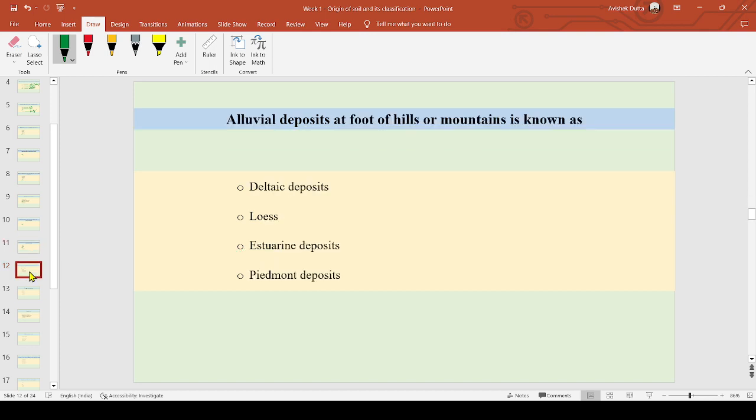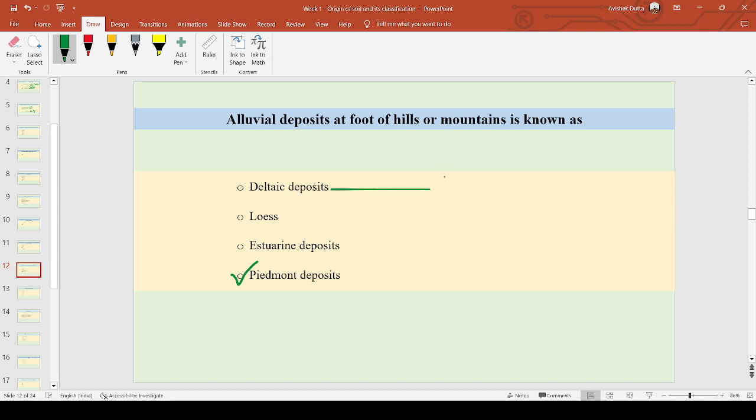Alluvial deposits at foot of hills or mountains, they are called. Any answer? Alluvial deposits at the foot of hills or mountains. Okay, this is called Piedmont deposits. Okay, Piedmont deposits. Deltaic deposits, deposits at the river mouths, which results in an extension of the shoreline.